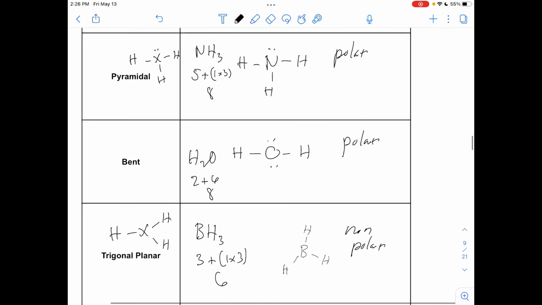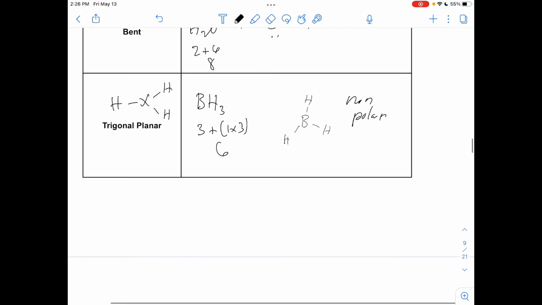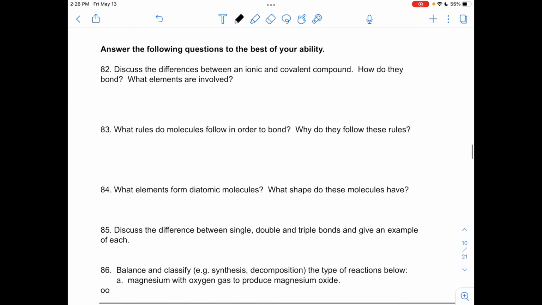Okay, so those are the main shapes that you'll have to know for the final exam. Of course there's more, but you will only be responsible for those on the final exam. Okay, on to the next question.